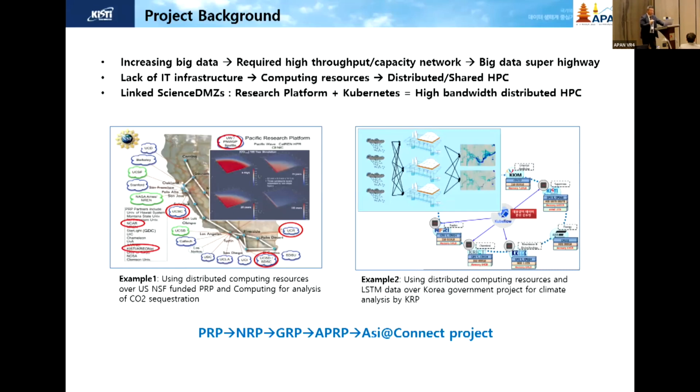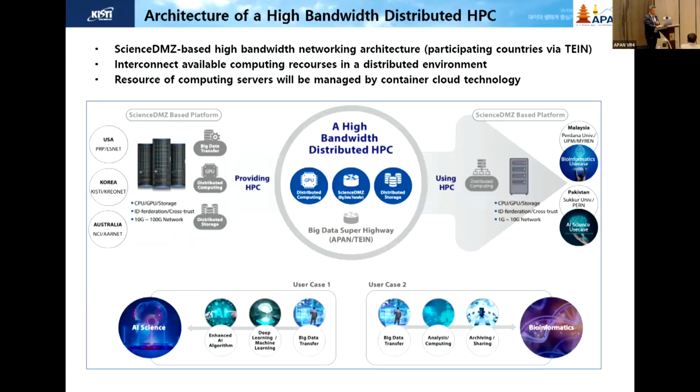The purpose of this project is to suggest a method to enable high performance computing resources to be delivered to underdeveloped and developing countries in Asia regions through the TEIN network. As we know, most underdeveloped and developing countries in Asia lack IT infrastructure. So this is the basic concept for this project, as shown in the picture.